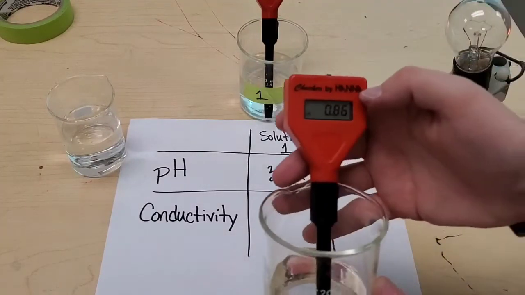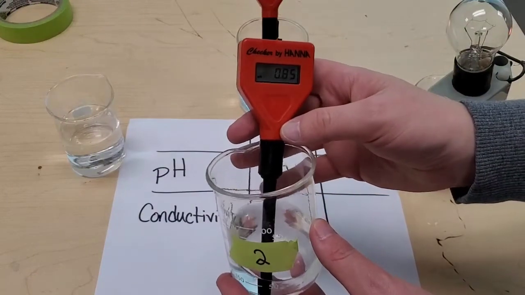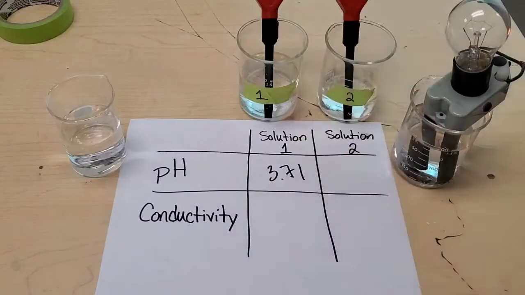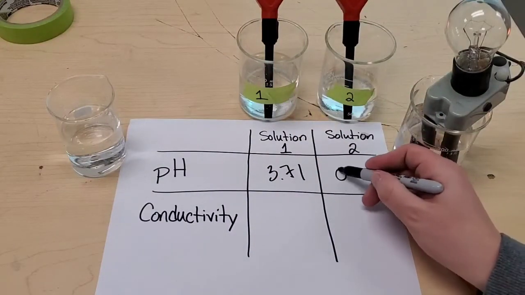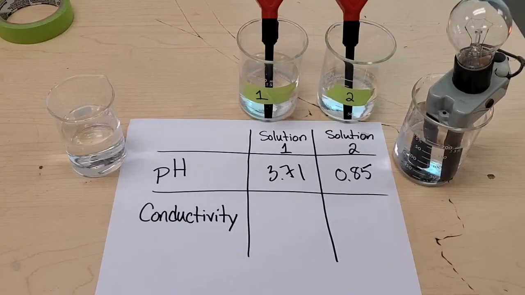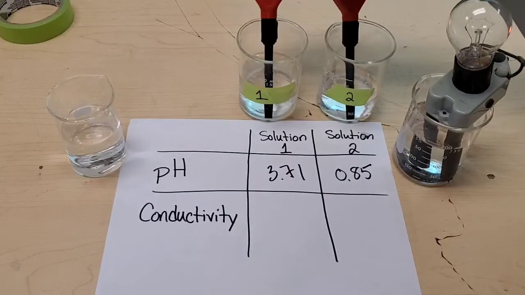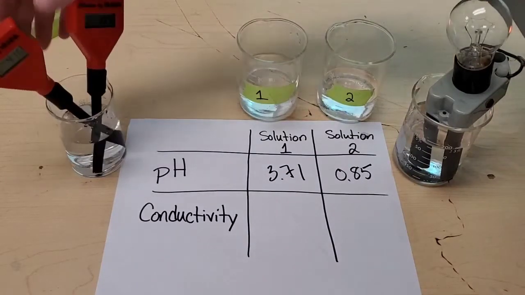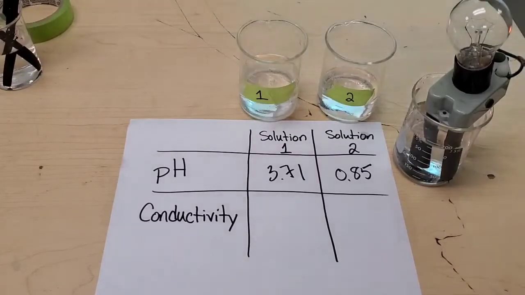And then for solution number 2, it looks like it's reading a pH of 0.85. Now I should tell you, these solutions, the original acid solution was at the exact same concentration, so immediately you should be able to tell which solution is the strong acid and which solution is the weak acid. Take a second to pause the video to figure out which solution was the strong acid and which solution is the weak acid.